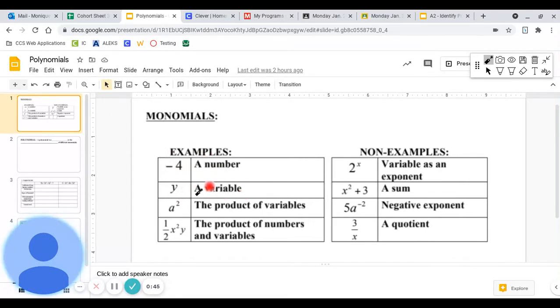We have any variable. So any letter, X, Y, A, B, C. We have the product of variables. So anything with a positive exponent. So notice over here, a non-example is a negative exponent. If it has a negative exponent, it is not a monomial. And then we have the product of numbers and variables. So the combination of all of these put together is considered a monomial. As long as there's no adding and subtracting, that's a monomial.